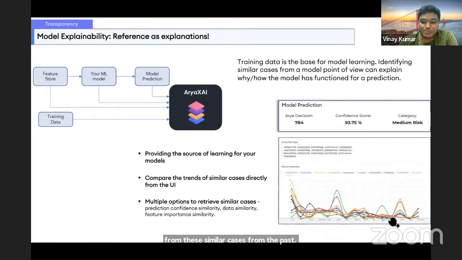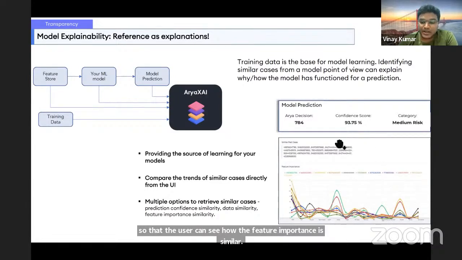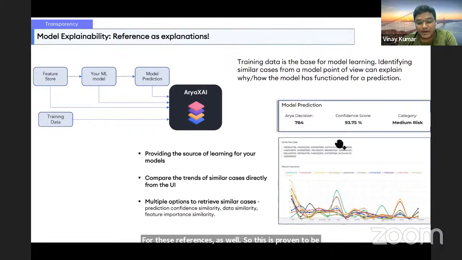Upon this, we have done feature importance mapping for all these cases so that the user can see how the feature importance is similar for these references as well. This has proven to be really powerful explainability for us. Particularly, let's say the model prediction is default, right? There is a high probability of default. They can look at the similar cases from the past book, find out what those scenarios are, see if those scenarios apply in the current case as well, and validate it very, very quickly. So it normalizes a lot of knowledge sharing, not only from a model prediction standpoint, but also from an evidence gathering standpoint. So this was the second kind of explainability that we have done.